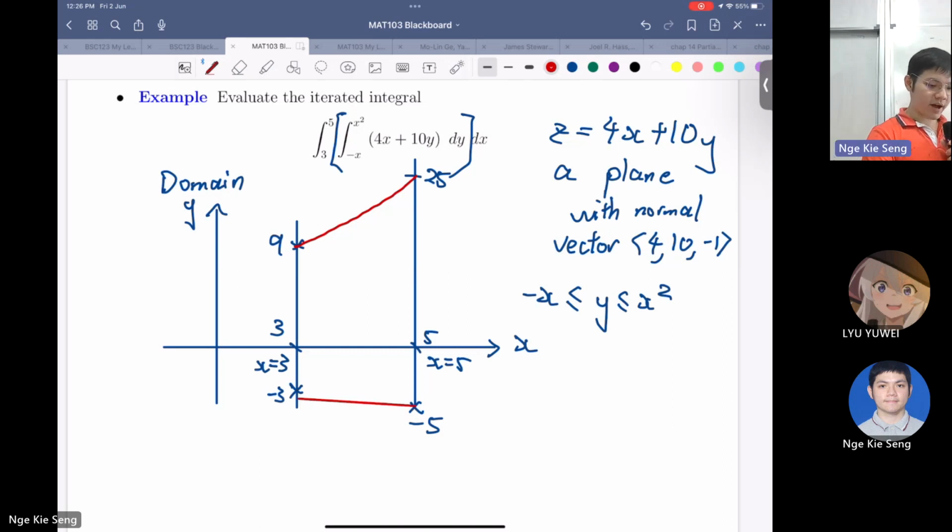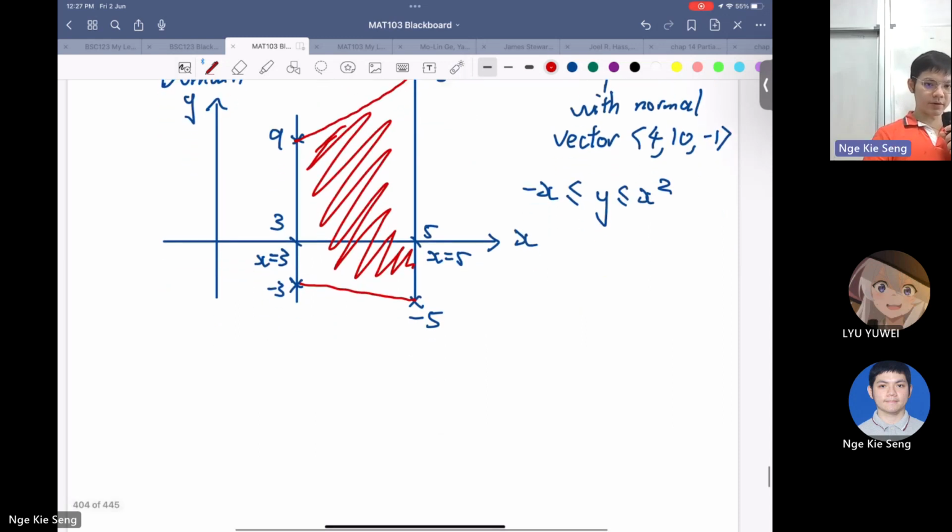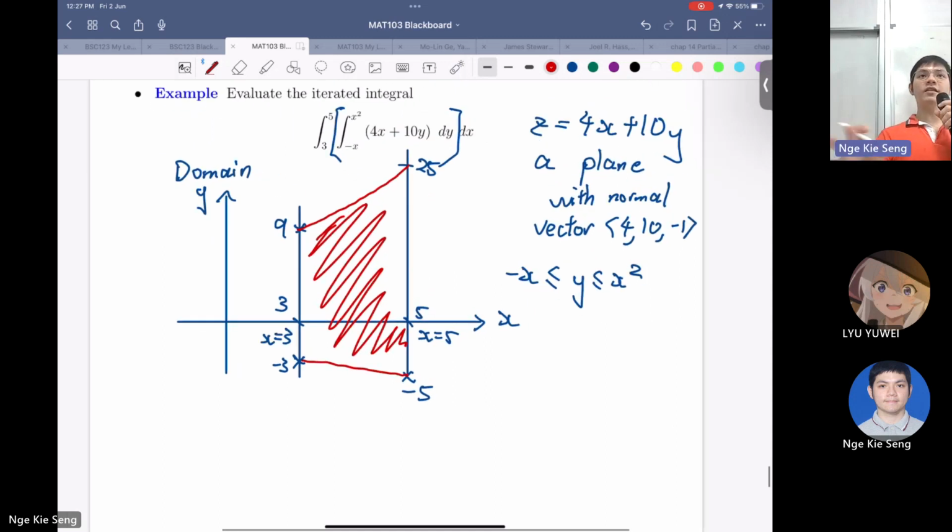So the area bounded by this region here is the integration domain. Right, so this is not a rectangle. So we need to use the technique we have just now. This is the area we integrate over. All right, does everyone get this domain here? Everyone get how to get this domain? How to explain again? Okay, explain again.